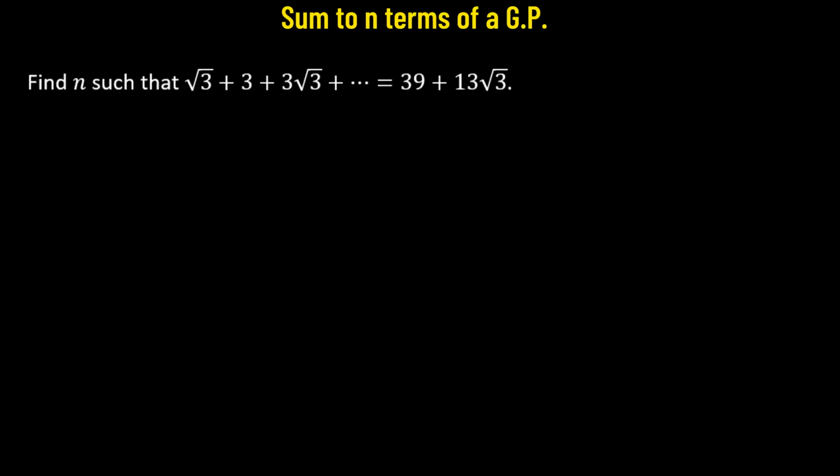We need to obtain the value of n, meaning that we have a geometric series and it sums up to give us a value of 39 plus 13 times square root of 3. Now how do we know that this is a geometric series?